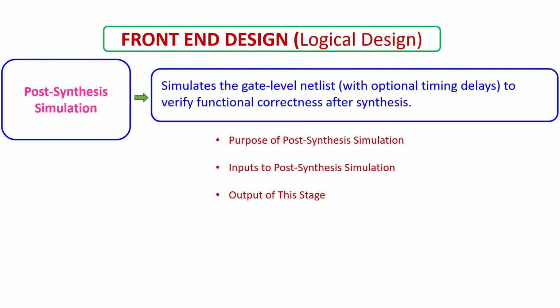So what are the inputs given to this post-synthesis simulation? We give the gate level netlist, testbench, and optional SDF files. What are the outputs we are getting from this post-synthesis simulation? We get the simulation report, functional comparison results, and bug list. Clean results allow the design to move to physical design. Once we confirm that our gate level netlist is error-free, this gate level netlist and constraint files will be given to the backend part for the physical design.